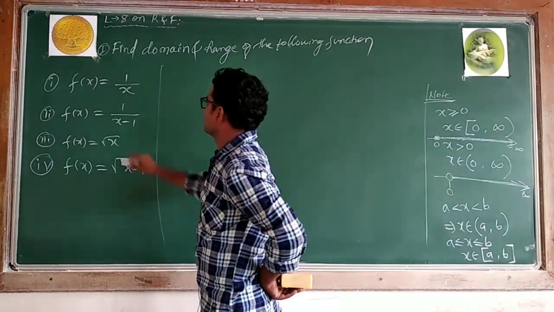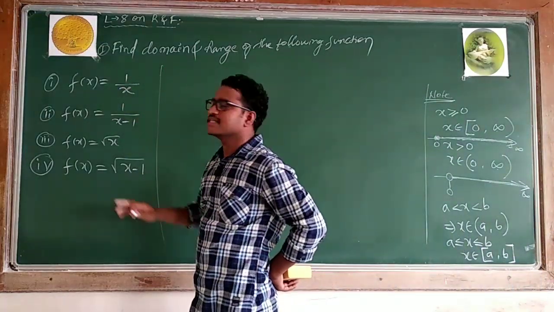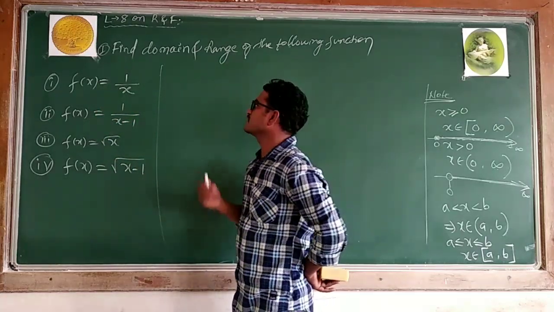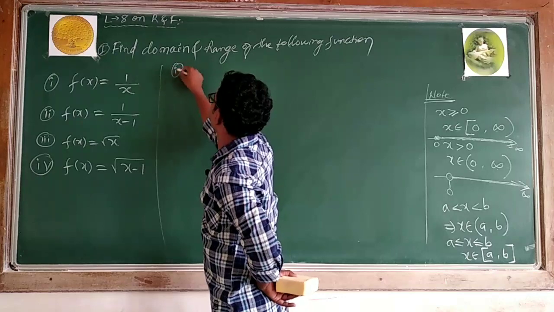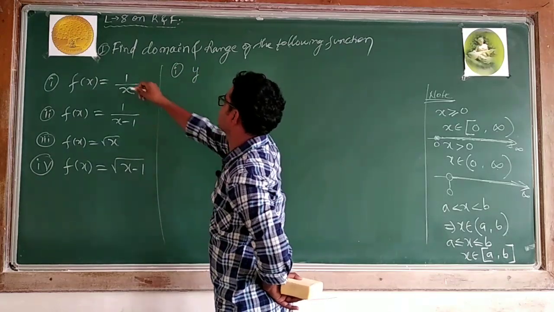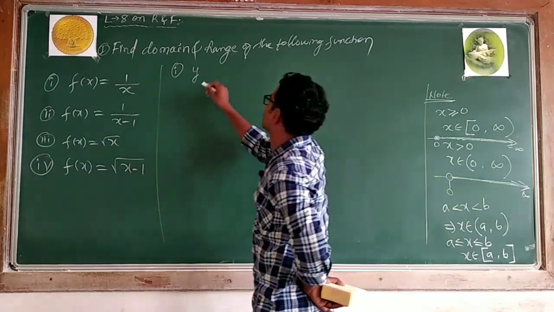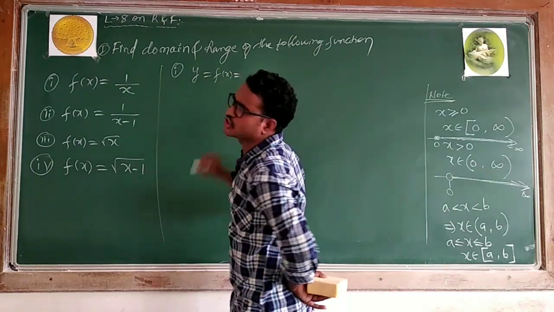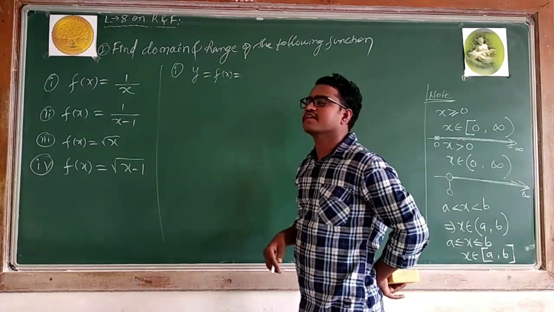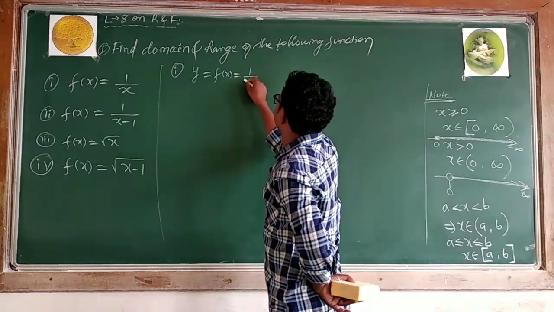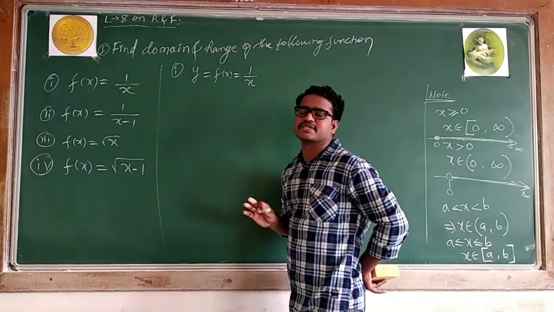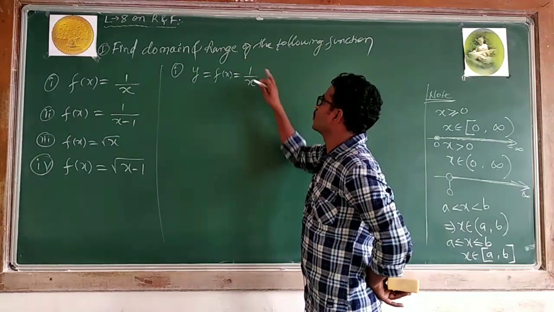What we have, f of x is equal to 1 by x. F of x is any function, we will say y. F of x is always y, so I can write y is equal to f of x, which is nothing but the function. Instead of saying function, we say f of x. F of x is equal to 1 by x. So y is equal to 1 by x.